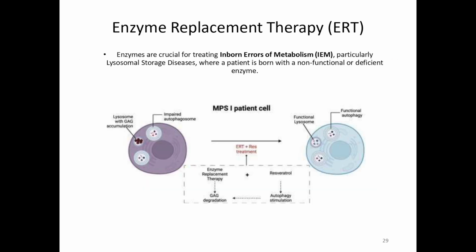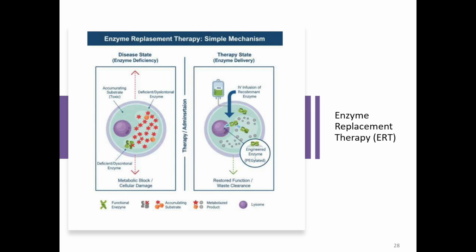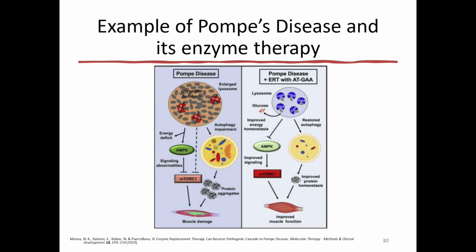The diagram shows the simple mechanism of ERT. In the disease state, a deficient enzyme leads to toxic, accumulating substrate inside the lysosome. In the therapy state, an IV infusion delivers the engineered enzyme, which restores function by metabolizing the accumulating substrate. Enzyme replacement therapy is critical for many genetic disorders.